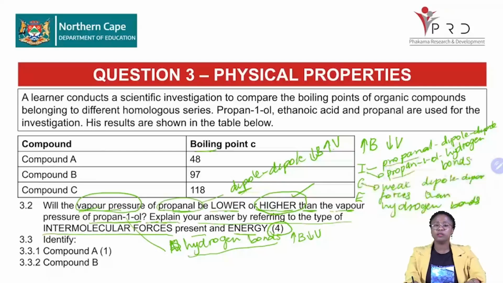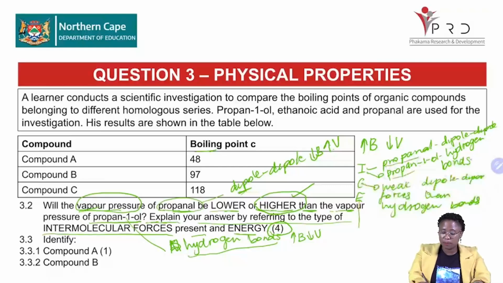Very much too important to say that. You cannot say weak propanol than propan-1-ol. That means you are now comparing the compound. You are not comparing the intermolecular force. Very much important to remember that as you are preparing for your exam.